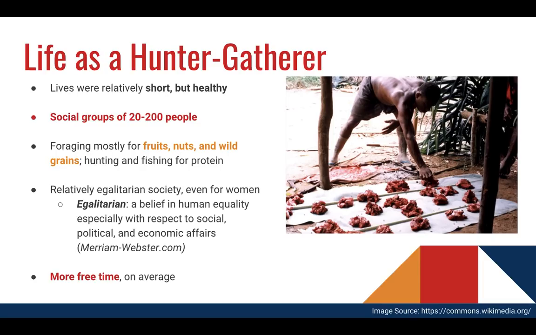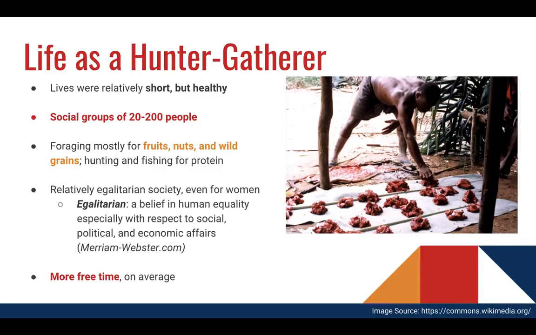And what this results in, because both men and women are participating in this hunting and gathering, is an egalitarian society where men and women are, for the most part, very equal. And we still see this in modern hunting and gathering societies, that men and women are treated much more equally than, say, agricultural societies that are much more patriarchal or male-dominated. You also had more free time on average as a hunter-gatherer. You would spend less of your day doing the things that were required to get food.